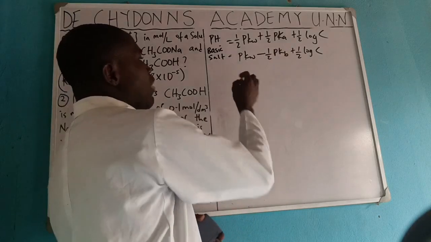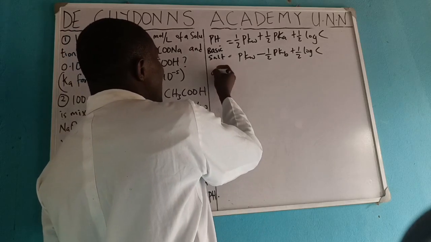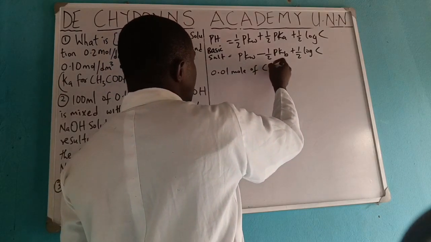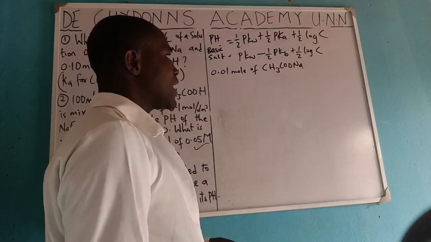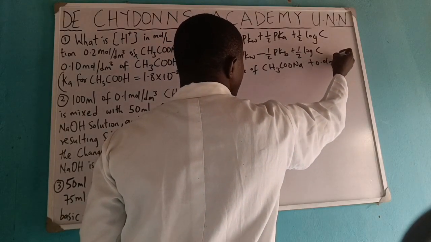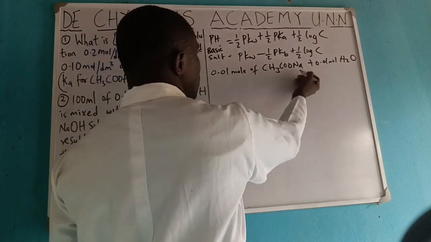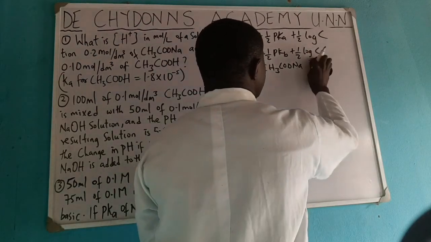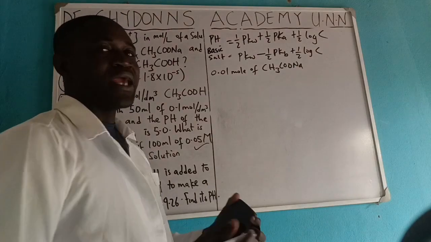Now, how do we get our C, which is the concentration? To get your C, you say that we have 0.01 mole of what? CH3COONa, which we call a basic salt. Are you getting it? That is the total thing we have, plus 0.01 mole of water. But this is a salt. The salt component is what you are looking at. Now convert what we have in this salt to mole per dm cube or mole per liter.